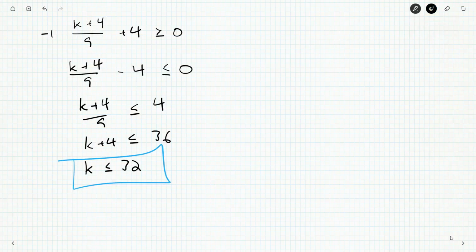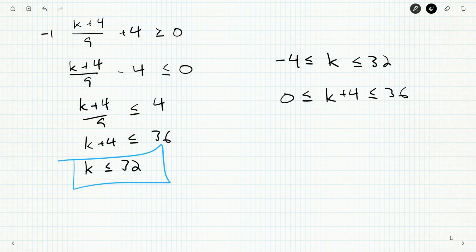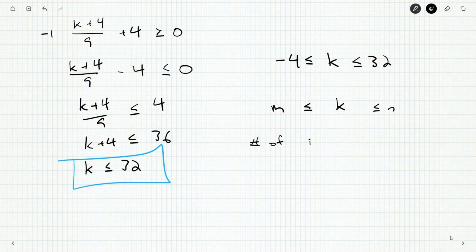And when we combine it with k has to be greater than or equal to -4, there we go. I just want to figure out the number of integers in this range. Actually, let's not muck about with that. There's an easy way to tell how many integers are between m and n inclusive. If you haven't seen this, it's a nice little thing to have in your back pocket. N minus m and then plus 1.